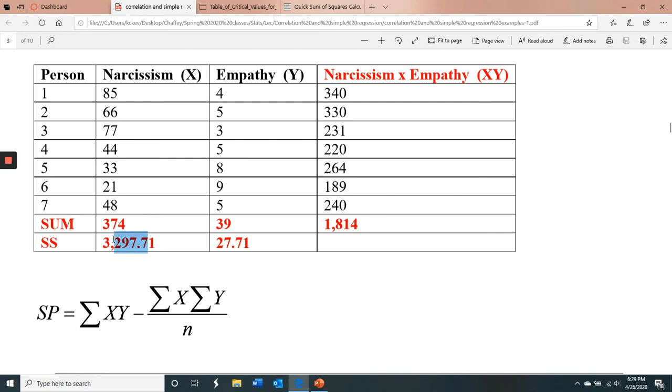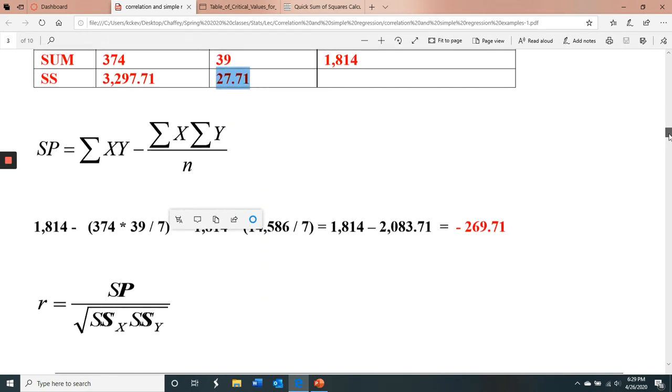And then we can compute the sum of squares from our online calculator. Take that same online calculator, put these scores in, and we get the sum of squares for Y. Now we're ready to go. We can do the correlation with these numbers now.